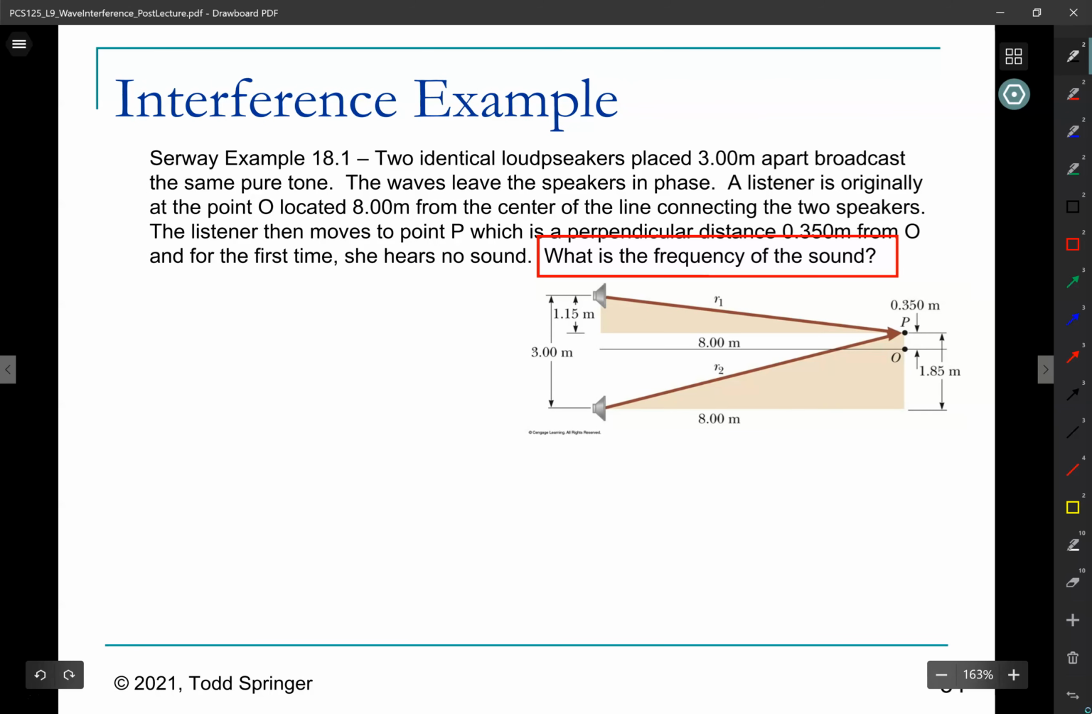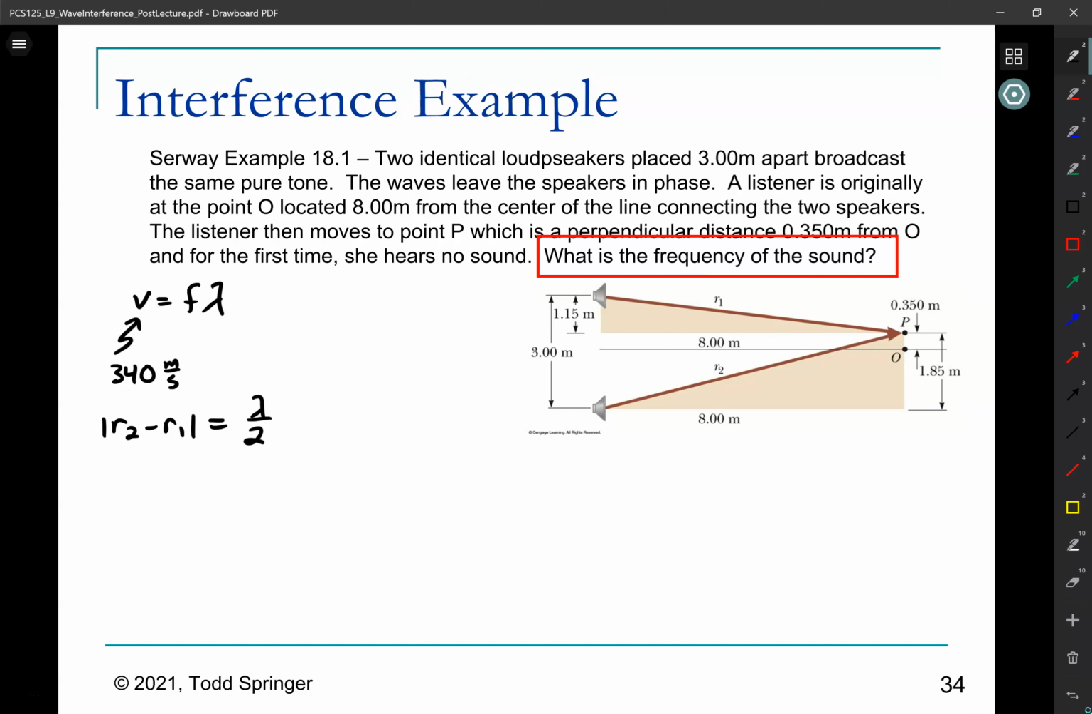Let's try to put some more quantitative detail with it. I'm trying to find what is the frequency of the sound. So V is equal to F lambda. And since these are sound waves, I know V. This is the speed of sound, roughly 340 meters per second. I don't know what lambda is, but I do know that based on the geometry of the situation, R2 minus R1 is equal to lambda over 2. And lambda is V over F, so this is going to be V over F times 2. This is at point P.